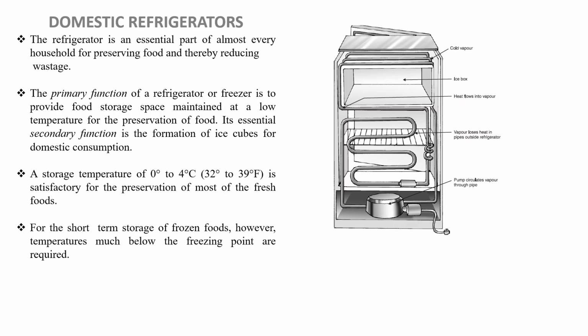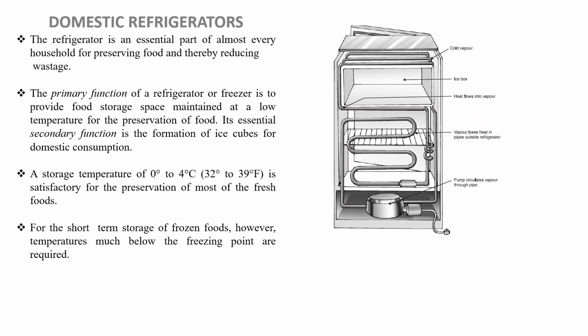So this is the domestic refrigerator, what we use in home appliances. Nowadays the refrigerator has become one of the essential pieces of equipment in everyday life. The primary function of this refrigerator is to provide food storage space maintained at a low temperature for the preservation of food. So whenever I want to preserve any food content, I have to maintain a low temperature. A secondary function is the formation of ice cubes for domestic consumption.